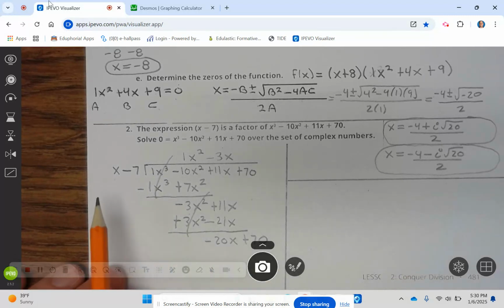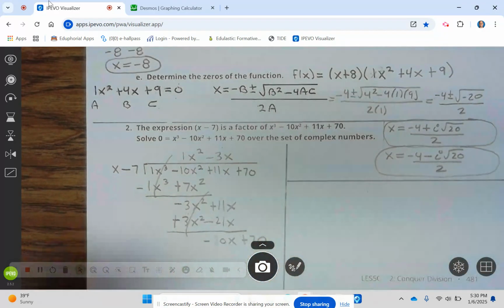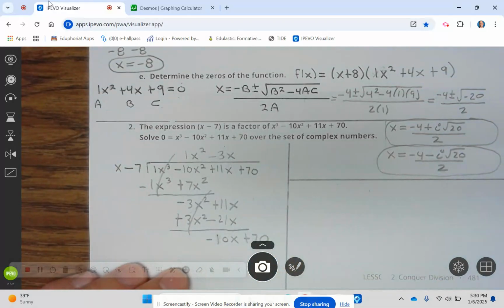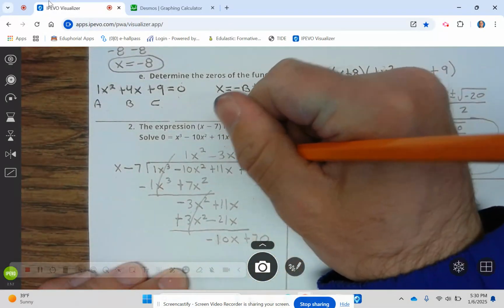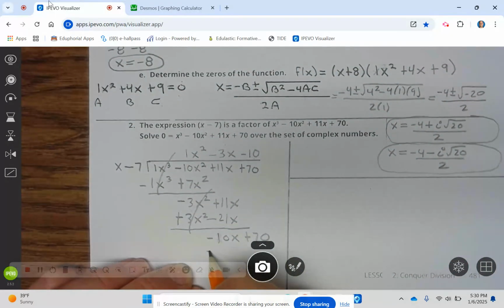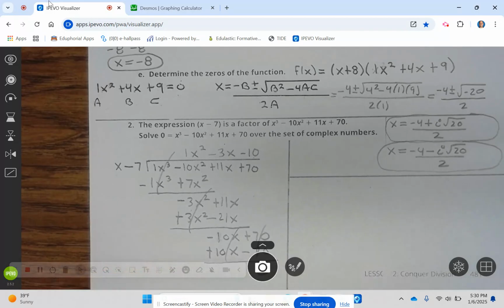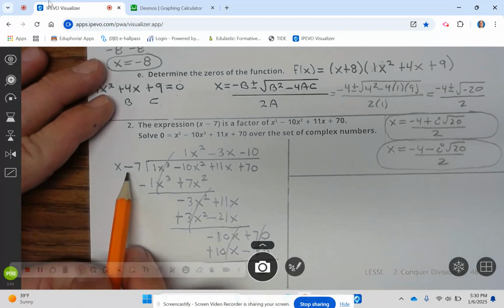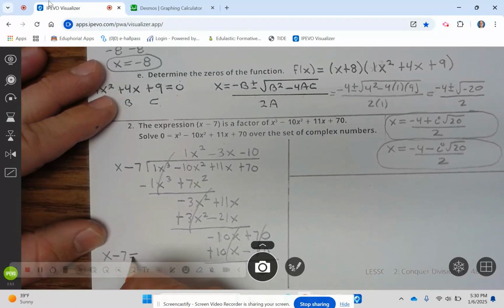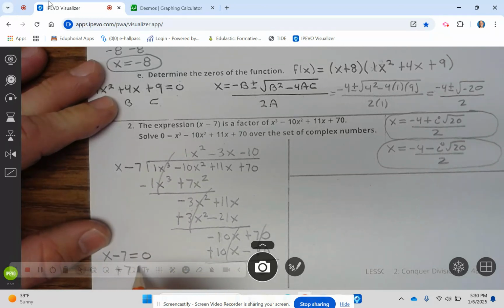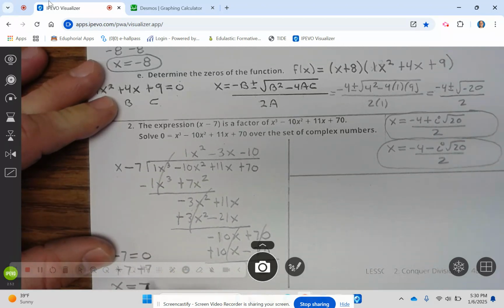Okay, so then we ask ourselves, what do we multiply x by to give us, oh, almost made a mistake. Let's be minus 10x. The answer to that is minus 10, and now we multiply. Negative 10 times x is negative 10x. Negative 10 times negative 7 is a positive 70. Subtract, that becomes positive, minus, cancel, cancel, remainder 0. So now we know that that's a 0, so we set x minus 7 equal to 0. Add 7 to both sides. x equals 7 is one of the zeros.